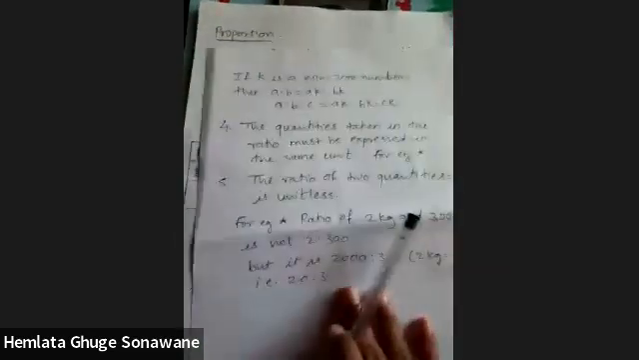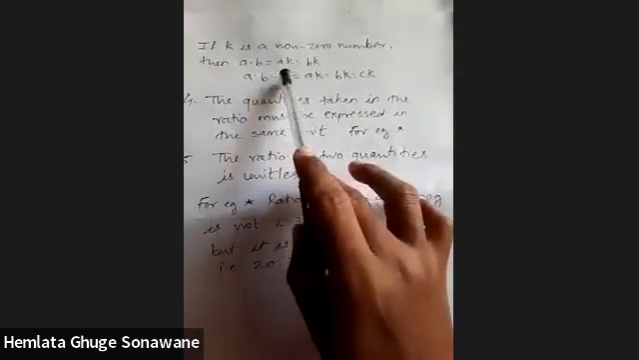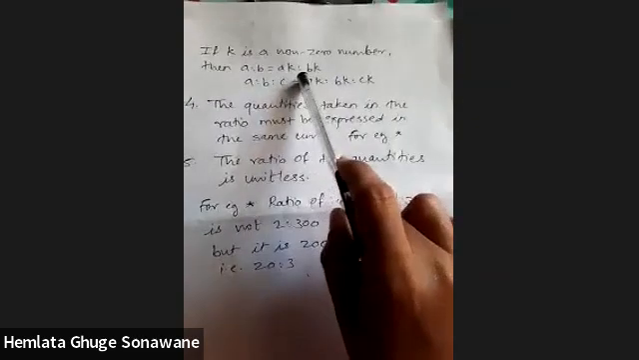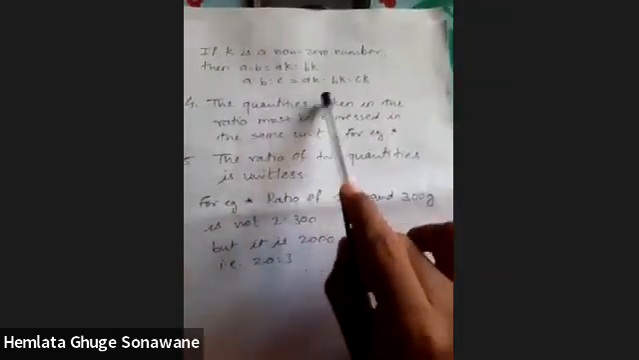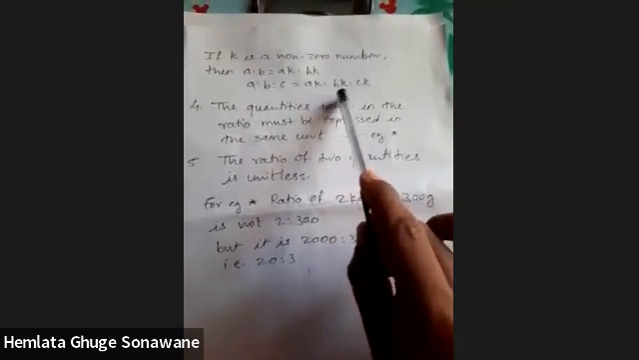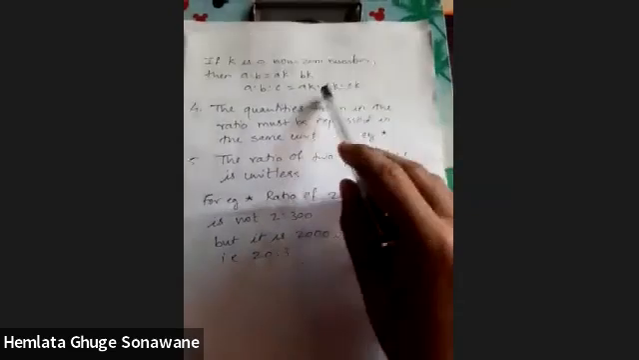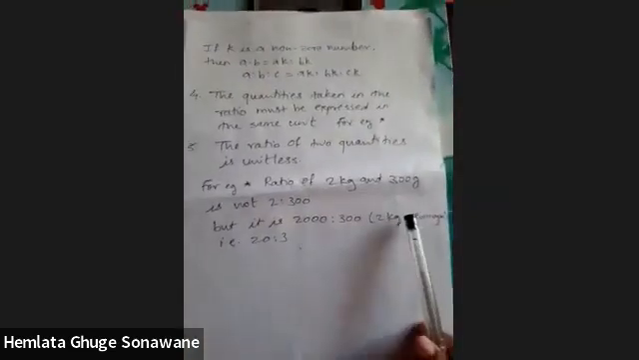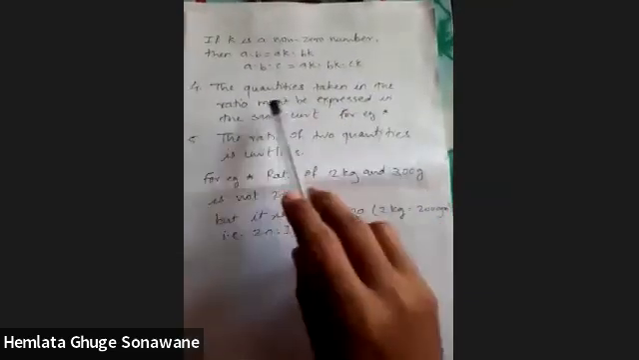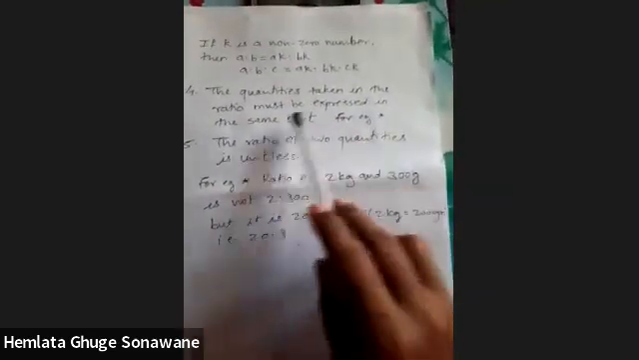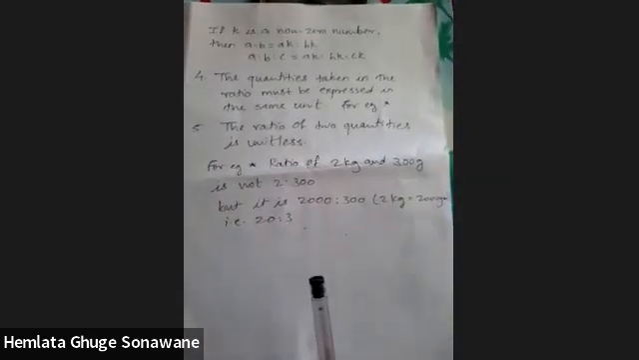Next property, if k is a non-zero number, then a is to b is equal to ak is to bk, and a is to b is to c is equal to ak is to bk is to ck. Okay, k is a common multiple number. Next property, the quantities taken in the ratio must be expressed in the same unit. They must have the same unit.